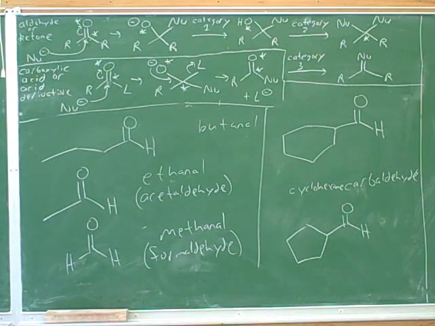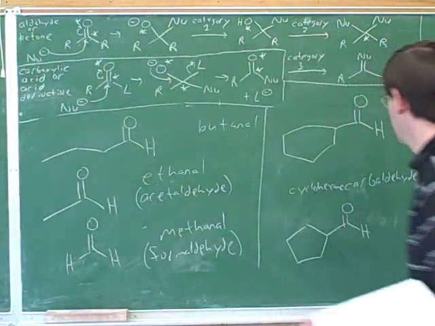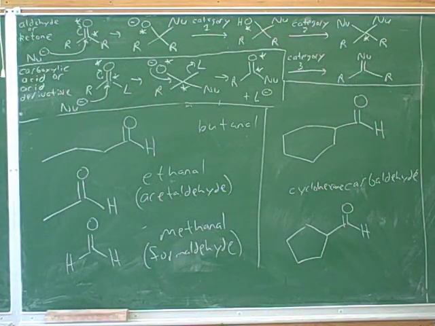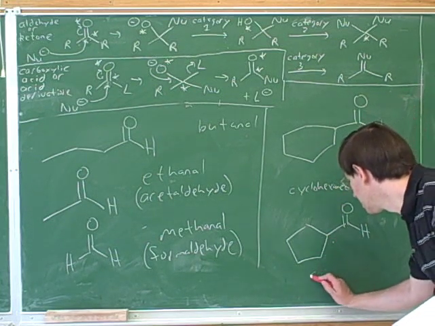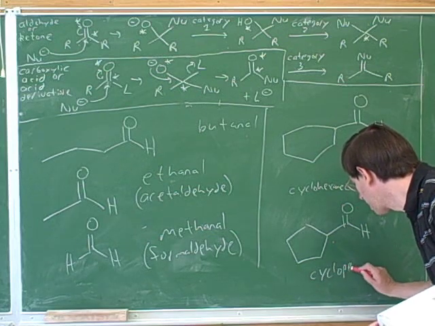And if it was a ketone, it would be cyclohexane. Oxo. Yeah. That's a separate issue that we'll get to in a second. Okay, and then the name for this would be? Cyclopentane carbaldehyde.